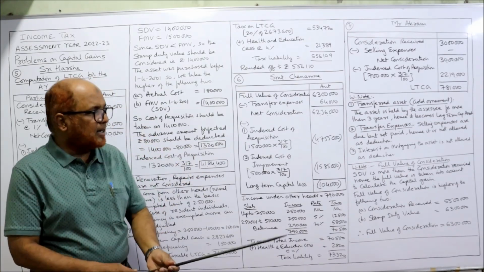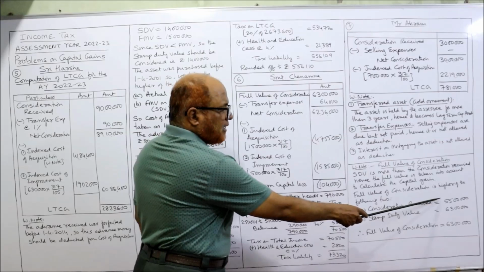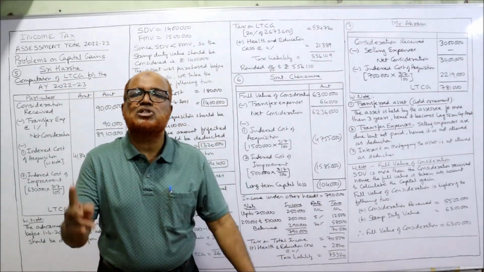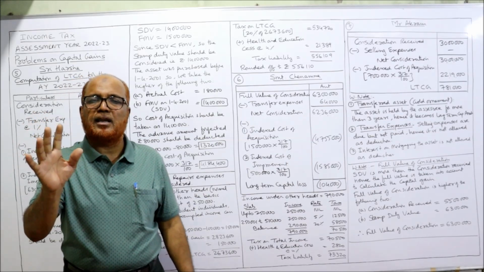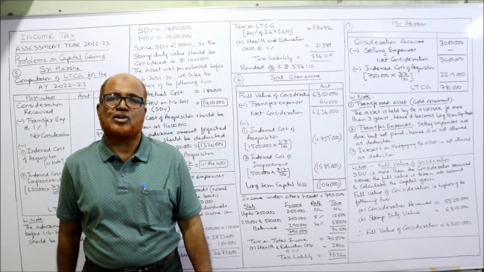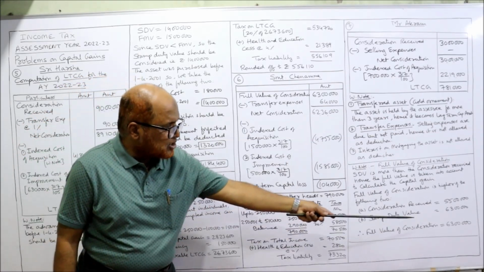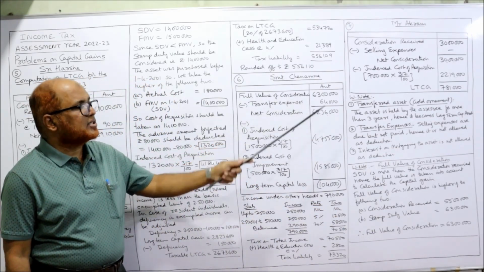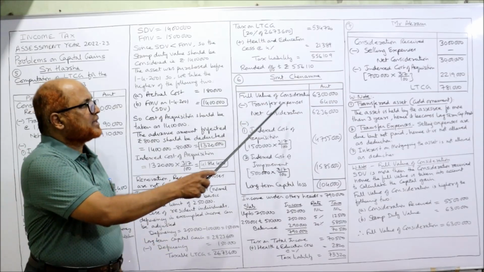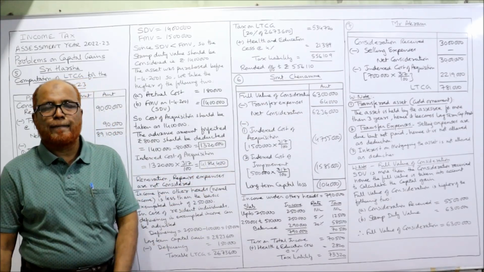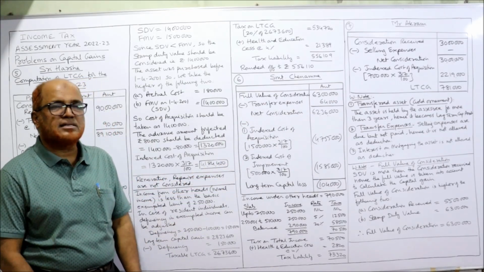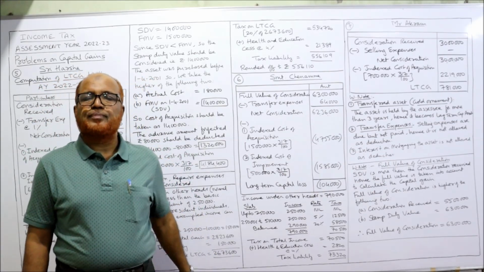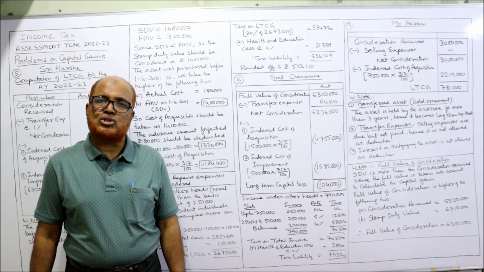The actual consideration received is 55 lakh, whereas stamp duty value is 63 lakh. Whichever is higher should be taken as full value consideration. So full value consideration is 63 lakh. So here you can see full value consideration 63 lakh, minus selling expenses, transfer expenses 64,000. So 62 lakh 36,000 is the net consideration. From this we deduct the indexed cost of acquisition.